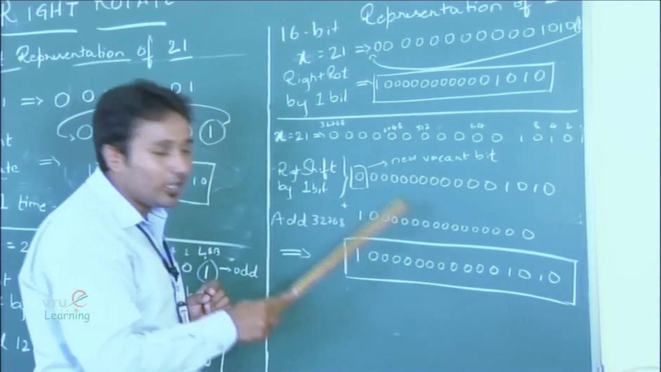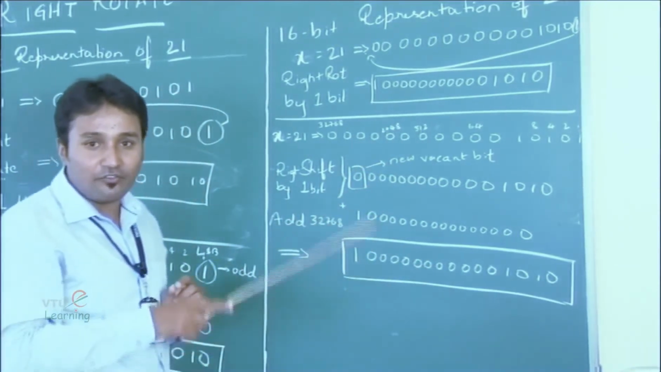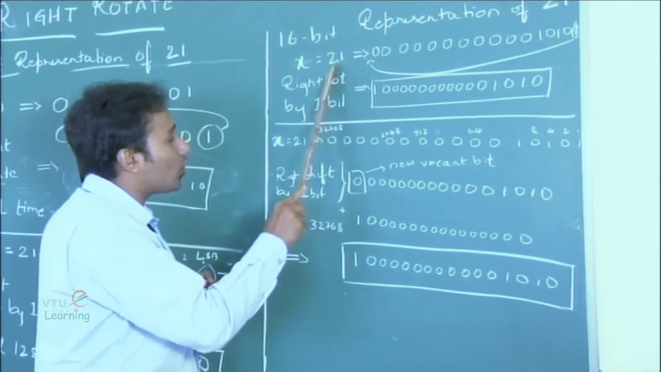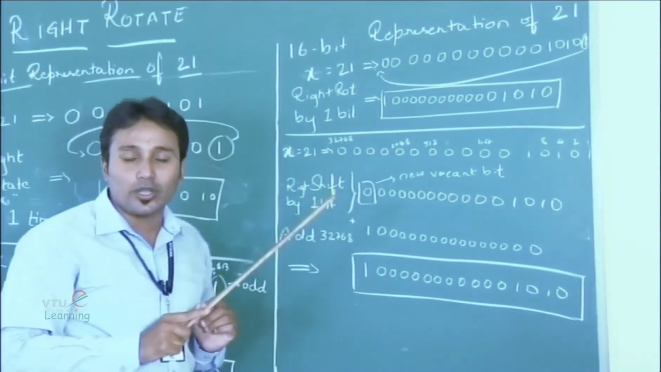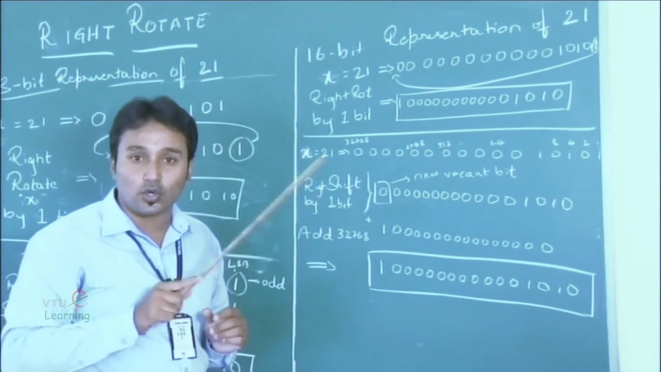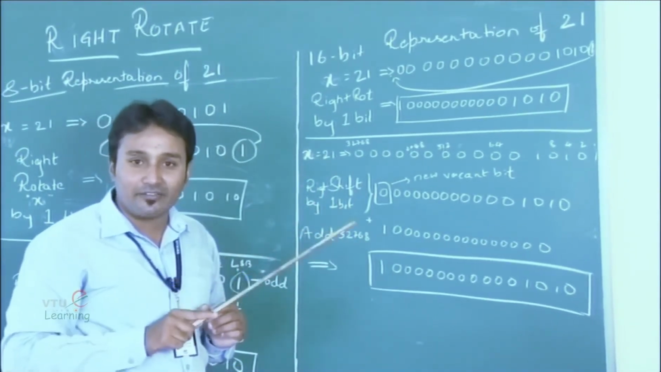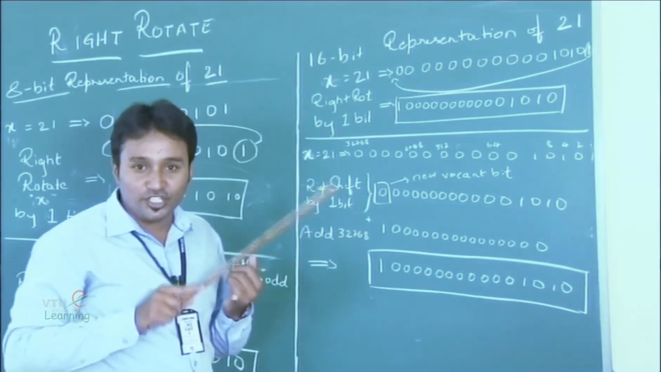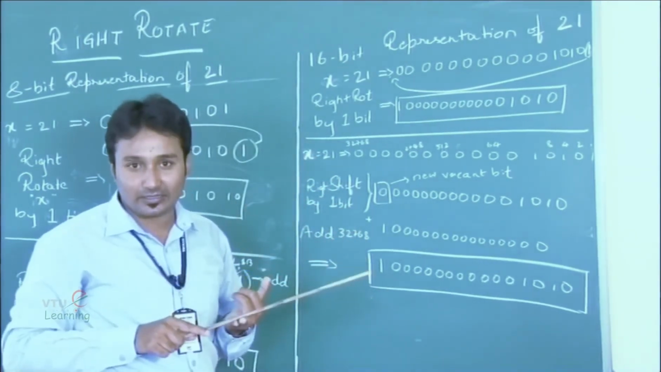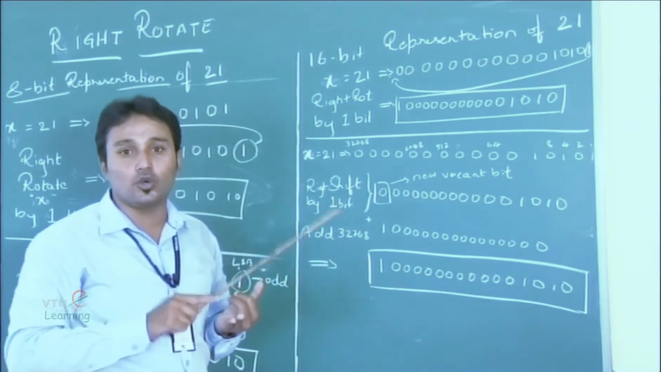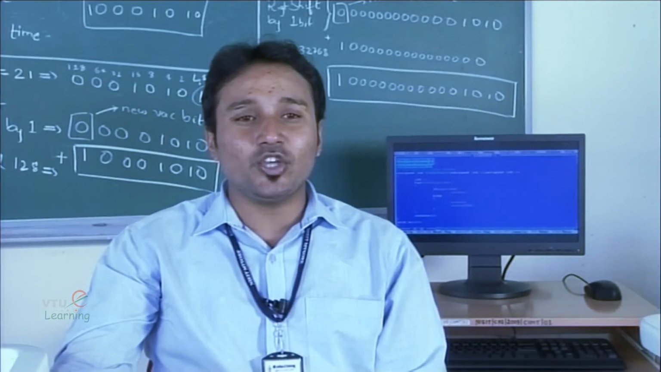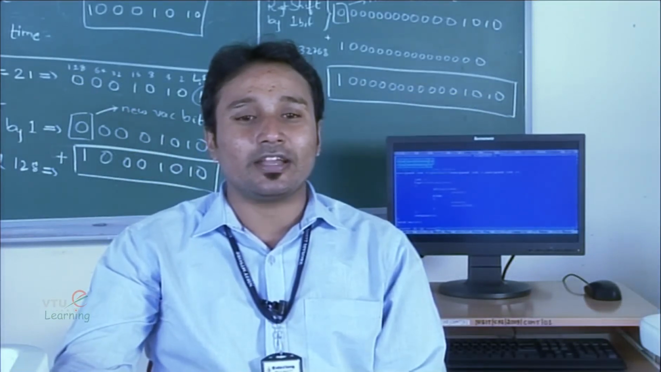Why we do this is that we know this is right rotating, and since we do not have any right rotate operator available in the C programming language, we make use of shifting and adding. This concludes the logic of this program. Let us look into the actual program to rotate right.